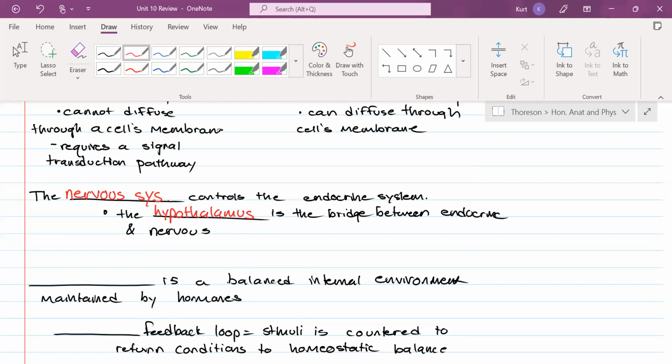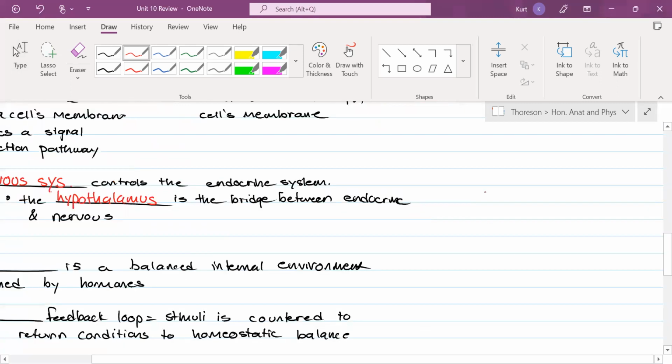You need to be able to identify that on an actual brain. You need to know where the hypothalamus is. If I try to draw it, here's your pituitary. Where's the hypothalamus? It's right above it. Up here.